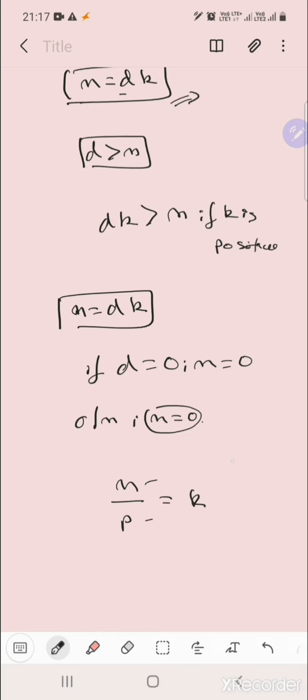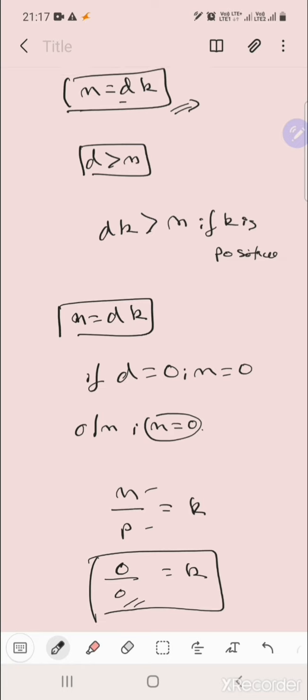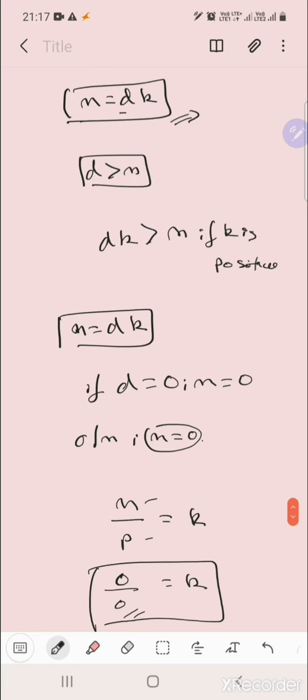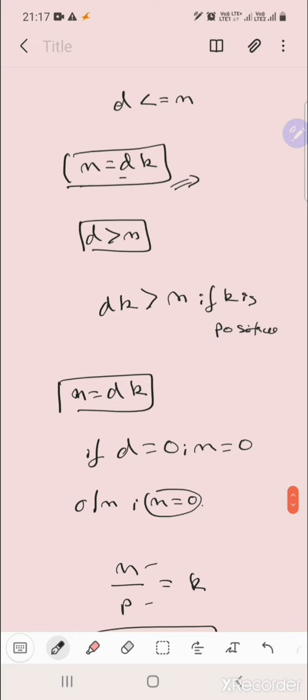Now if both n is 0 and p is 0, so 0 over 0 is equal to k. This statement is also not correct. You cannot have a fixed positive integer which is the quotient of this division. So this statement is partially correct and partially wrong because of this sort of fallacy in the framing of the statement. But you can consider it to be true if you take this particular structure into consideration, that n is equal to dk. So if d equals 0, n equals 0. Got it?